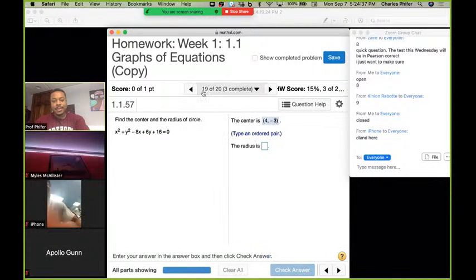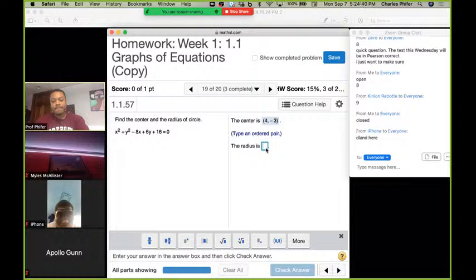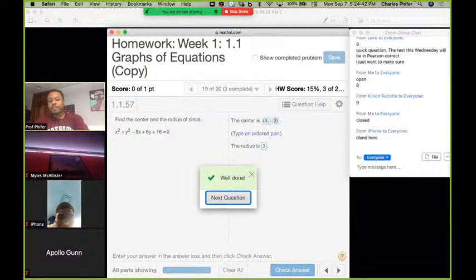All right, that looks good. And then the radius we said was 3. Awesome sauce.